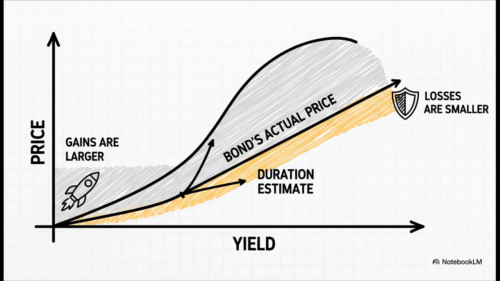Here's how it works. When interest rates go up, your bond's price falls by less than your simple duration estimate would have you believe. It cushions the fall. But when interest rates go down, your bond's price goes up by more than duration predicted. It juices your gains, so it limits your losses and amplifies your gains. I mean, who wouldn't want that deal?